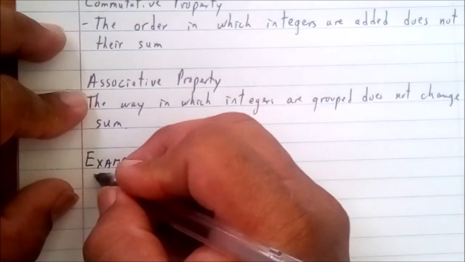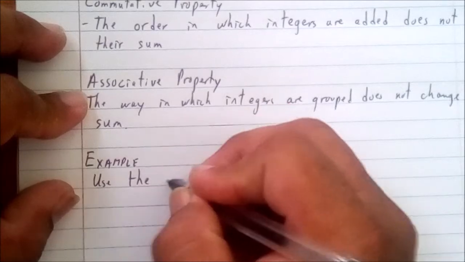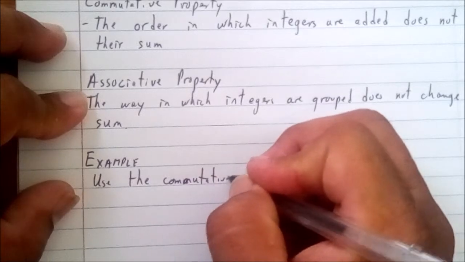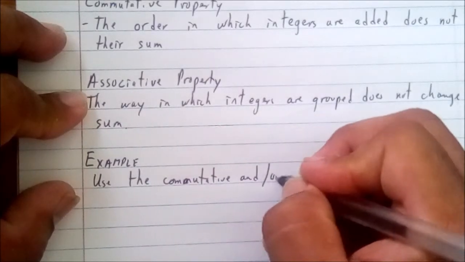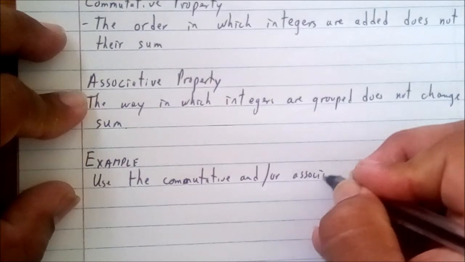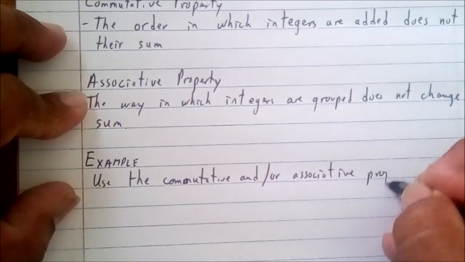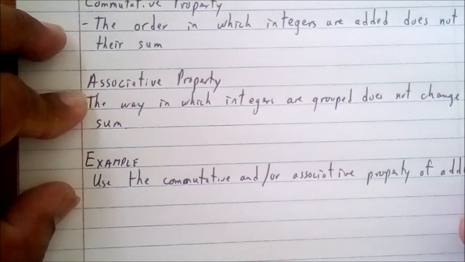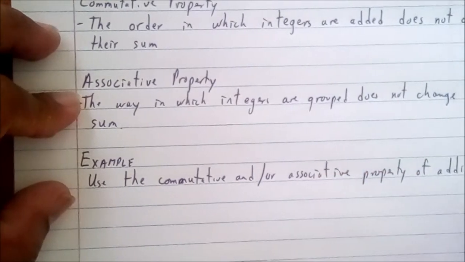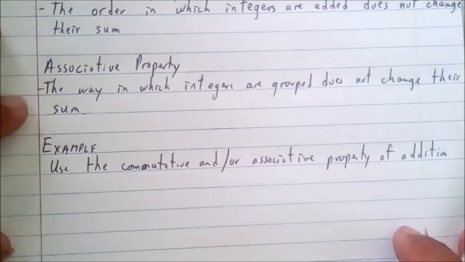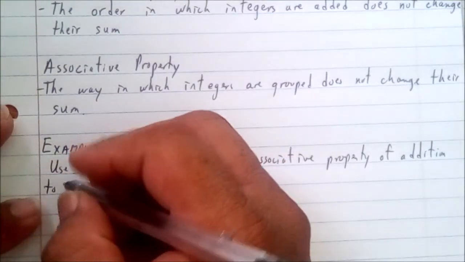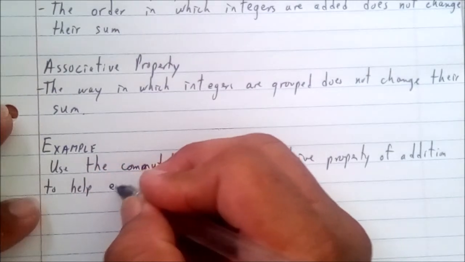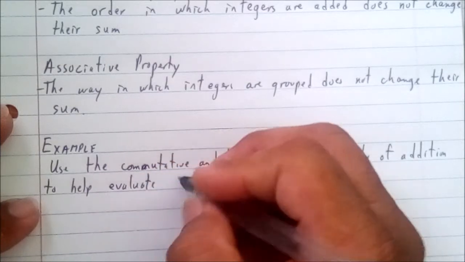So use the commutative and/or associative property of addition. Now why did I put and/or? Because you will decide when you're working this type of problem which one you find much easier to work with. There's no rule that you must use the associative property or the commutative property. You will decide that depending on how you see the problem, the expression.